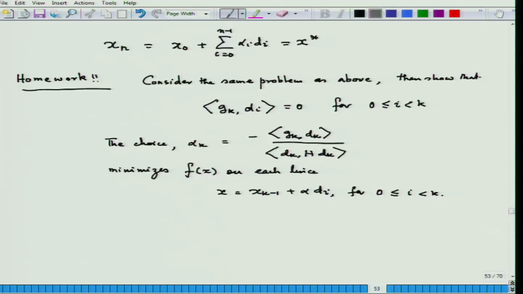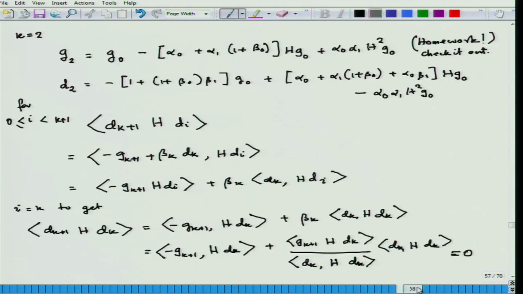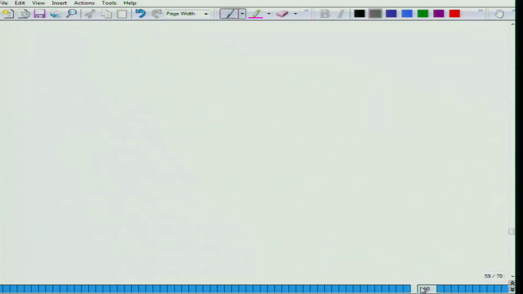Now, I have given you this homework while discussing the conjugate directions method in one of the previous lectures. I will solve this part of the homework, but I will keep the other part for you to try out. So, today I will begin by trying to solve it.